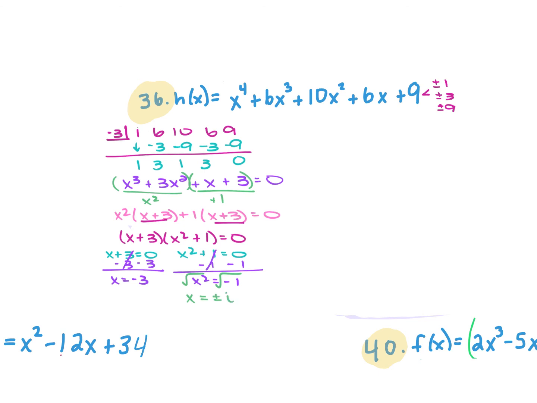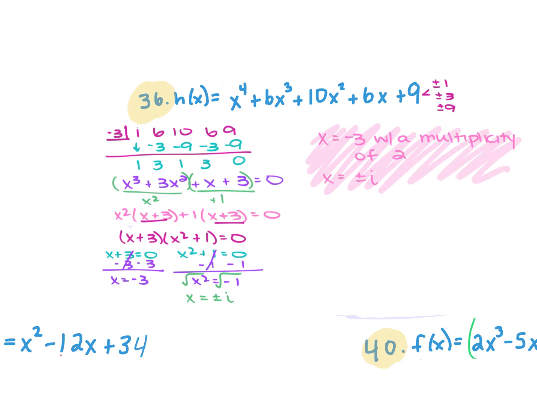So you have 4 answers here. You can write it a couple different ways. You can tell me that you have x is equal to -3 with a multiplicity of 2, and then x is equal to plus or minus i. Or you can tell me x is equal to -3, x is equal to -3, and x is equal to plus or minus i, because the -3 occurs twice.